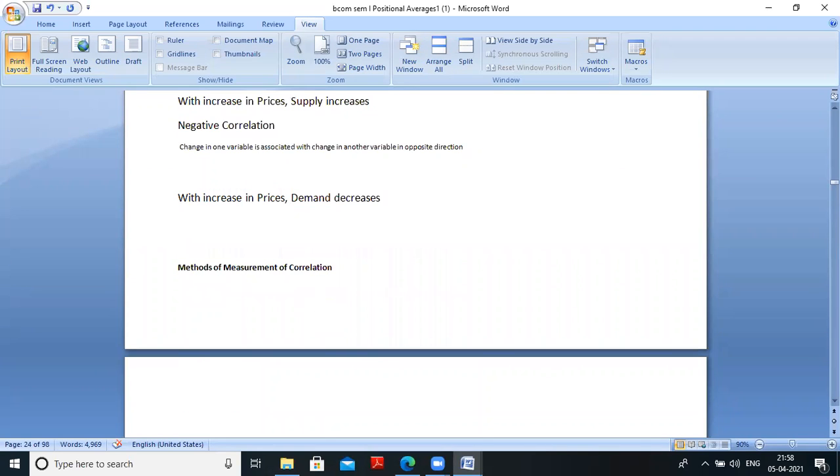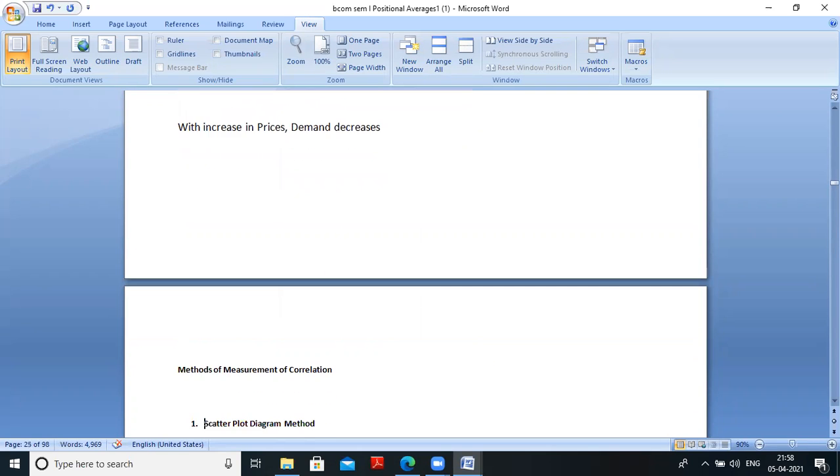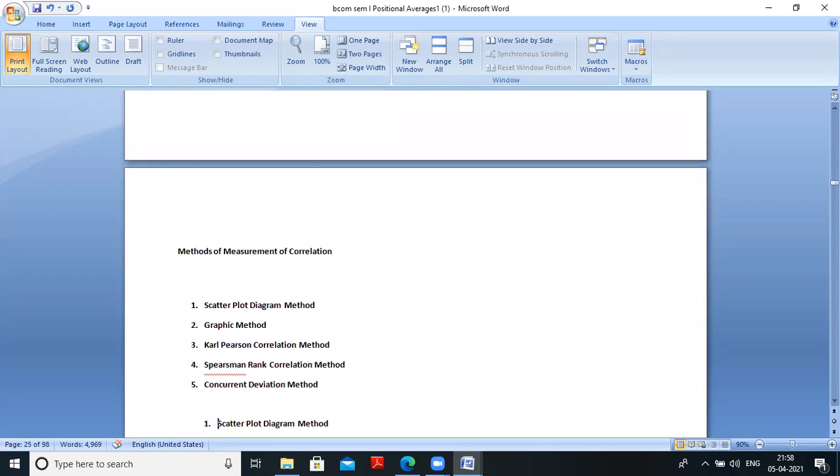Okay. Then next we have to do methods of measurement of correlation. Basically, there are 5 methods of measurement of correlation. First two are graphic methods. First is called the scatter plot diagram method. Second one is the graphic method.